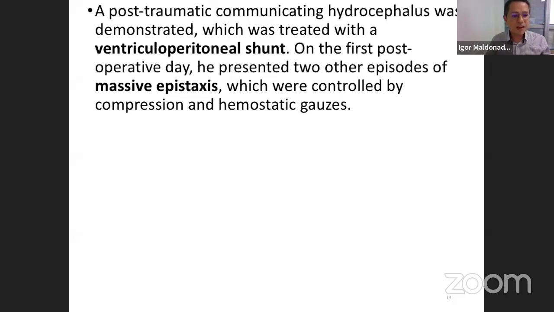Everything was okay. On the first post-operative day, he was in his room and he presented 2 episodes of massive epistaxis, very different from the first one. I will remember this for the rest of my life. I was in the corridor, they called me. It was very difficult to control. It was really arterial blood.